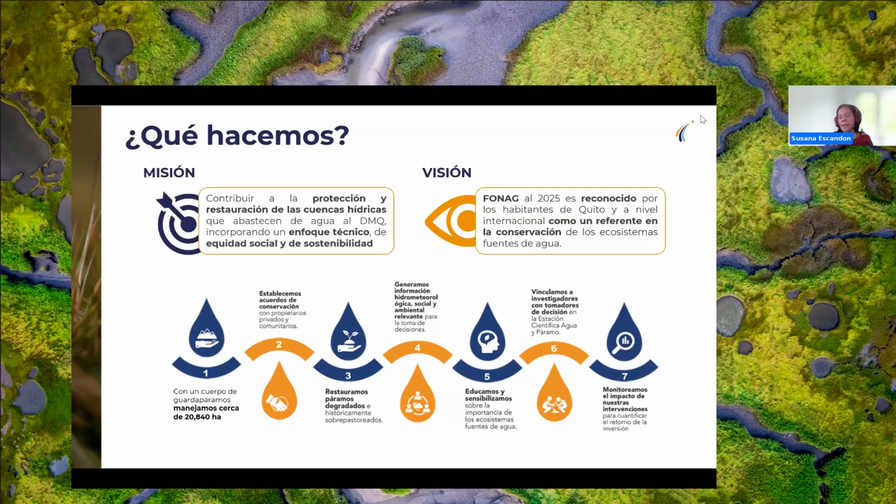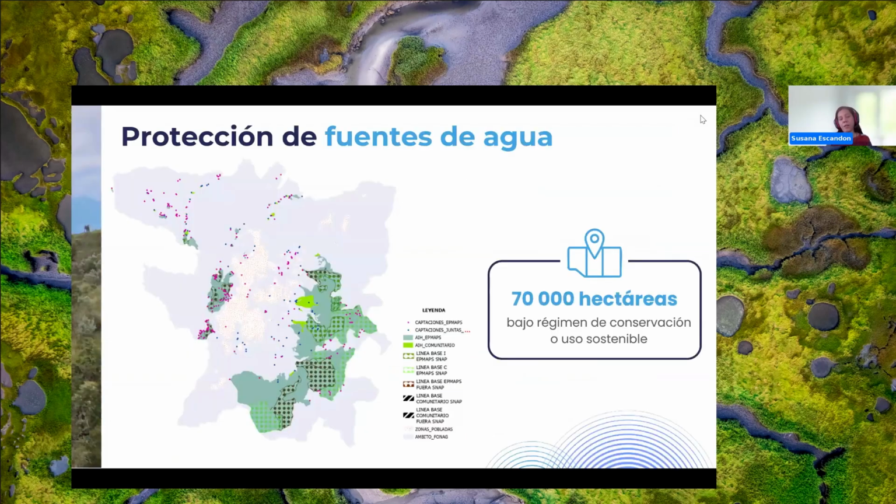We have around 21,000 hectares of conservation, which is the property of FONAG or the public metropolitan enterprise of drinking water. We have a conservation agreement with public proprietors, and we restore degraded moors, historically overused for livestock. We also have a very strong environmental education program regarding especially the water areas. We also provide research for making decisions.